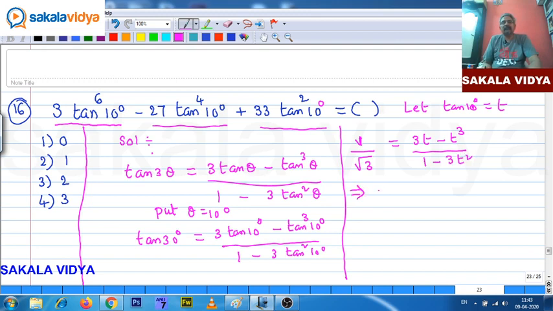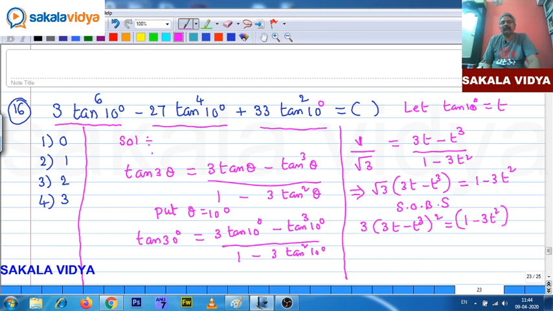Now cross multiply it. Root 3 times (3t minus t cube) equal to 1 minus 3t square. Up to this step we will get it. Okay, now in order to eliminate the square root, better squaring on both sides. So we get now root 3 square is 3, (3t minus t cube) whole square equal to (1 minus 3t square) whole square. Let us see what we get now here.